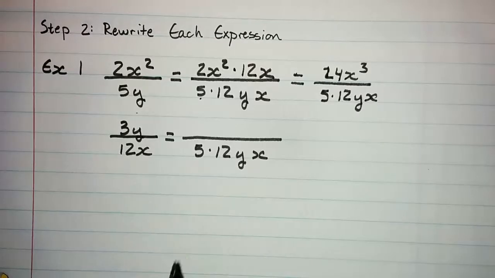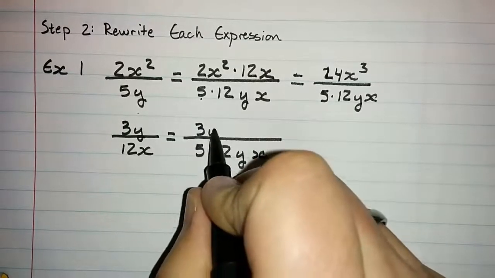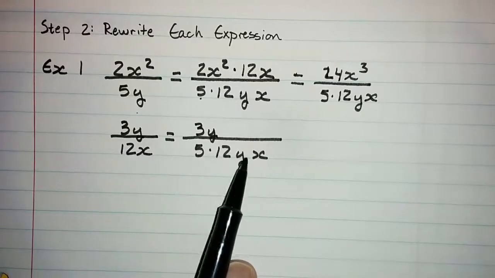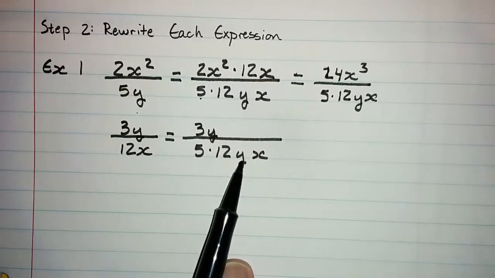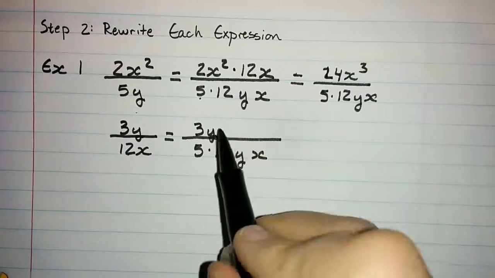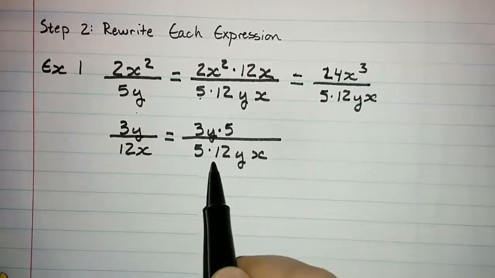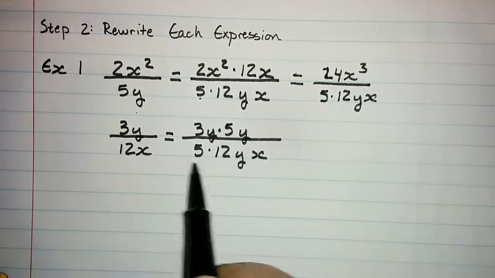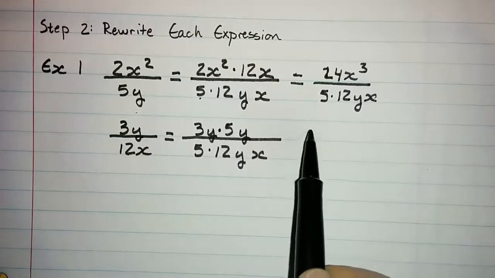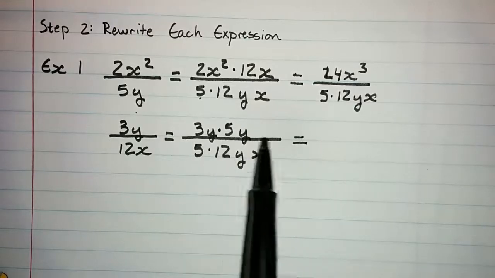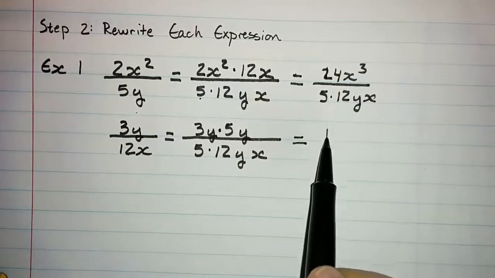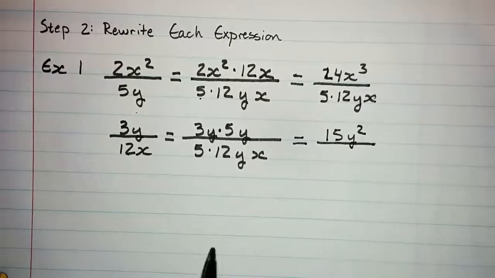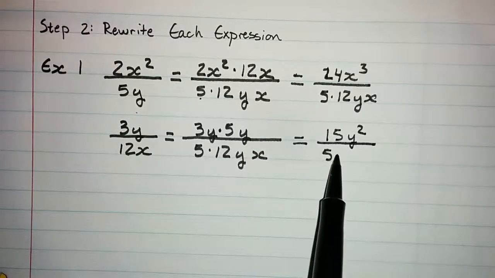In our second rational expression, our numerator started out as 3y. What did we need to multiply by in order to get this denominator? Well, we needed a 5. We didn't need a 12. We needed a y. We didn't need an x. So our numerator becomes 15y squared, and our denominator is the common denominator.